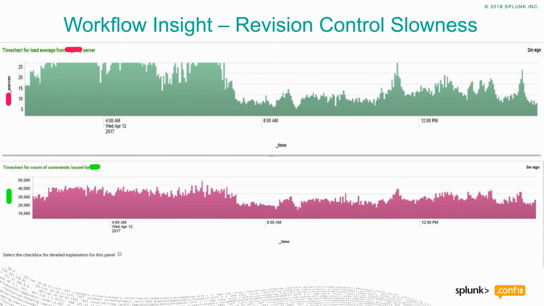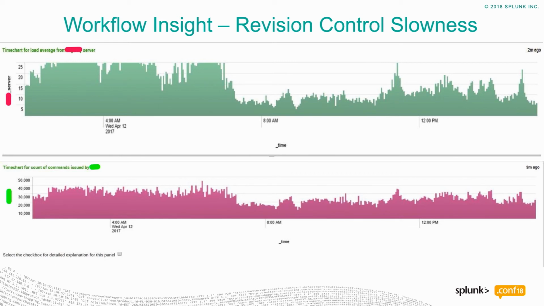So here's another example, and let me walk you through this picture. The top graph is basically the load average for one of our revision control systems over time. The y-axis goes up to 25, and then the x-axis is over time. So it's just load over time on one of our revision control servers.